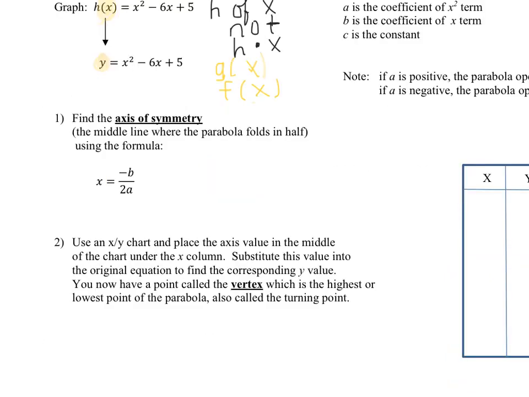Our first step in graphing the parabola will be to find the center line, which is called the axis of symmetry. We have a formula for that. This is a new formula right here. X equals negative b over 2a, where a is going to be 1, b is going to be negative 6.